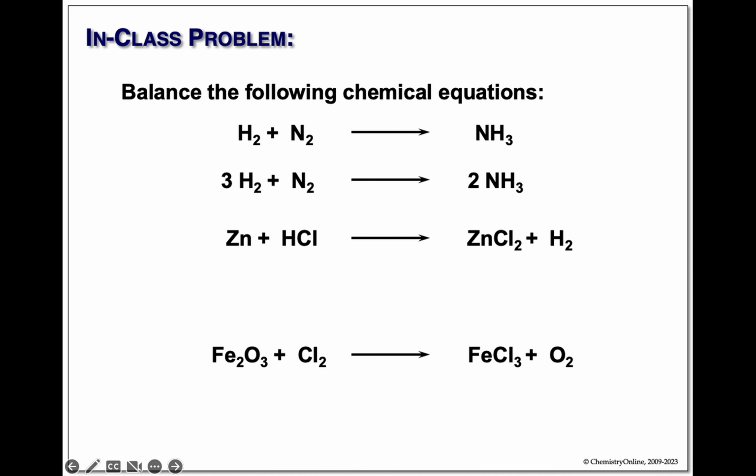Look, when that happens, you know. Zinc reacts with HCl to give zinc chloride and hydrogen gas. We have 1 zinc on each side, that's good. But we have 2 hydrogens and 2 chlorines here and only 1 on this side. Fix that. We can simply stick a 2 in. Yep.